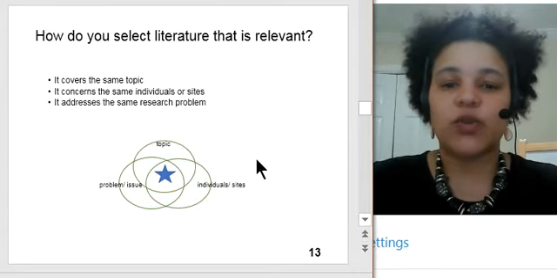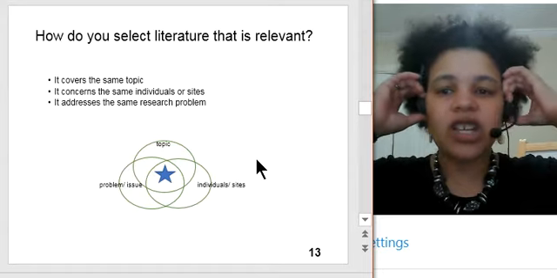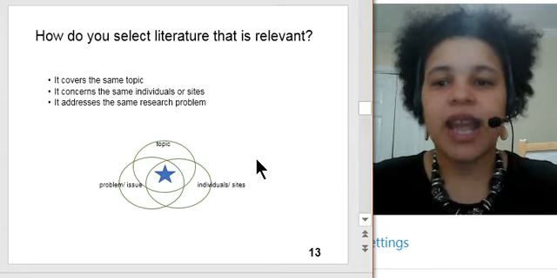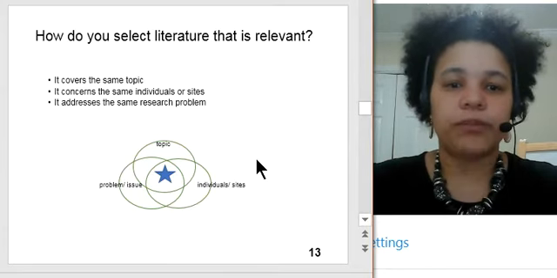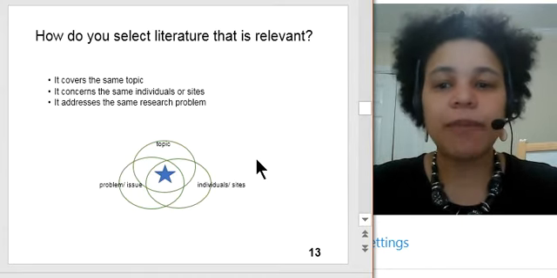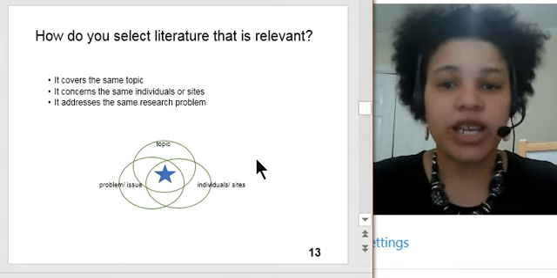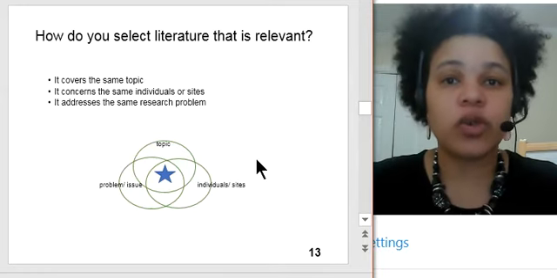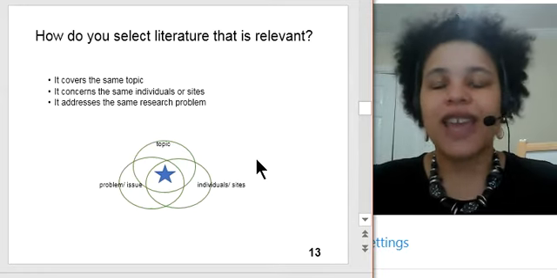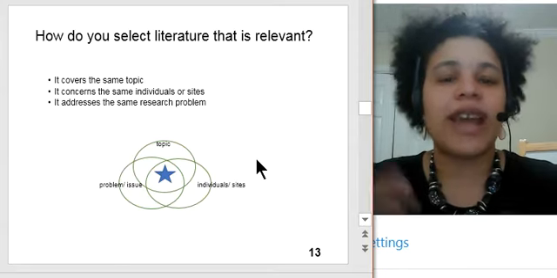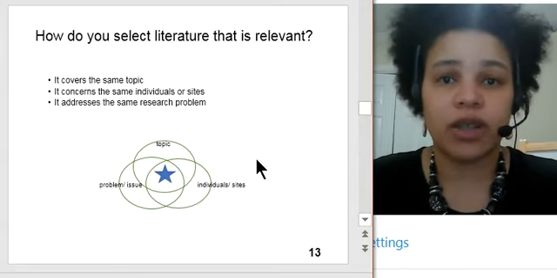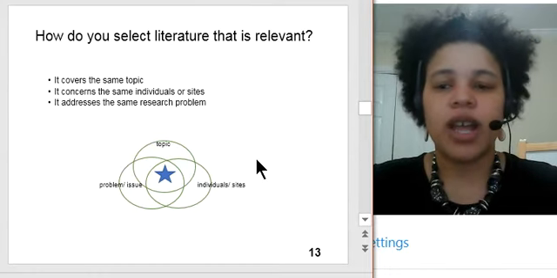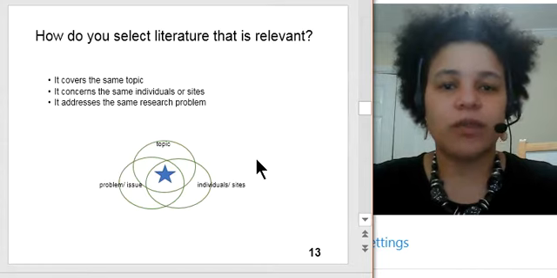Now, selecting literature that's relevant. It should cover the same topic that you're talking about, concern the same or similar individuals or sites, and address the same problem. So the topic I was talking about was mentoring. The individuals I'm talking about are teachers who are underprepared, who are uncertified. And the issue is what strategies, let's say strategies for mentoring for classroom management or reading instruction. Those are the two main things that we're running into. But strategies is what I'm looking for.